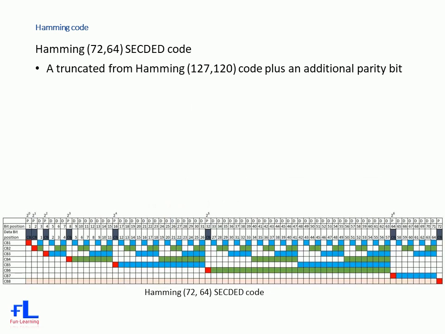Hamming 72,64 SEC-DED code is truncated from Hamming 127,120 code plus an additional parity bit. The single bit error correction, double bit error detection function is working perfectly.